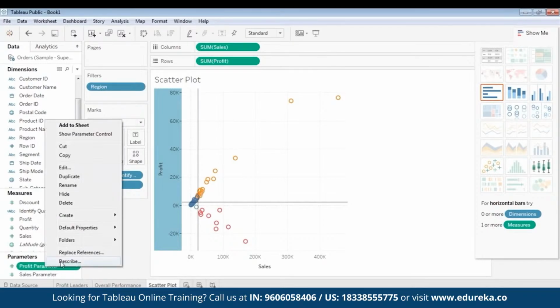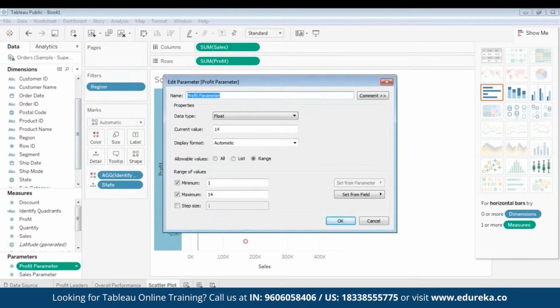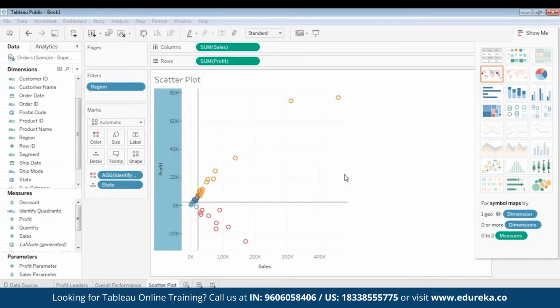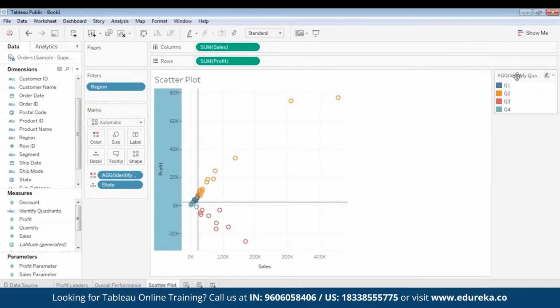Go back to profit. Same thing we need to do in profit as well. Again, we don't need to select range. We need to select all. 2196 was the median. Click on OK. Now you can see there are different representations, and your identify quadrants is here.